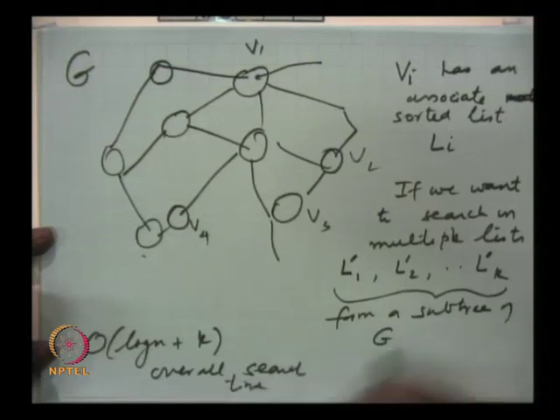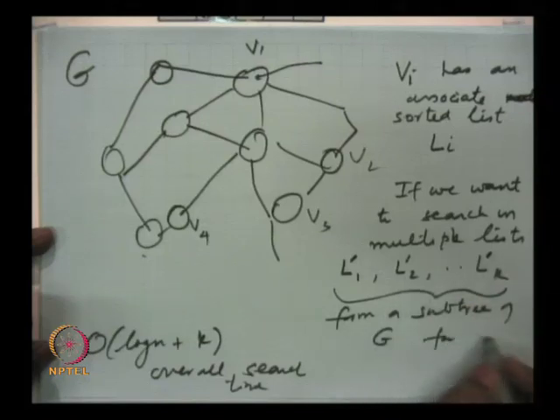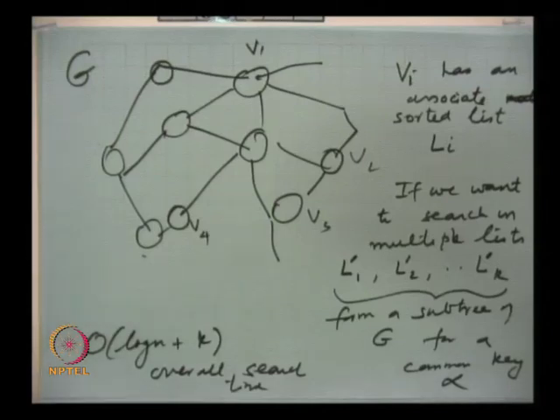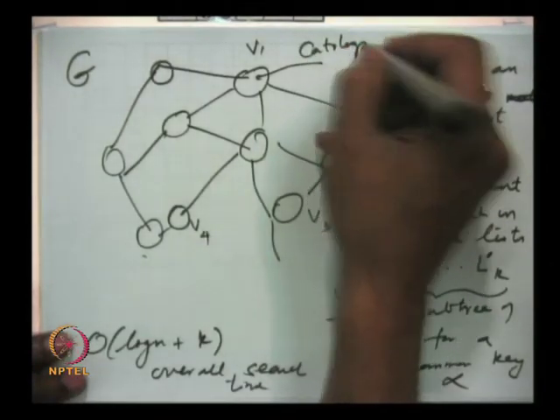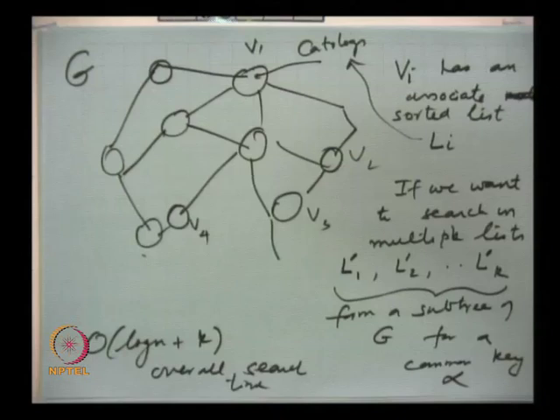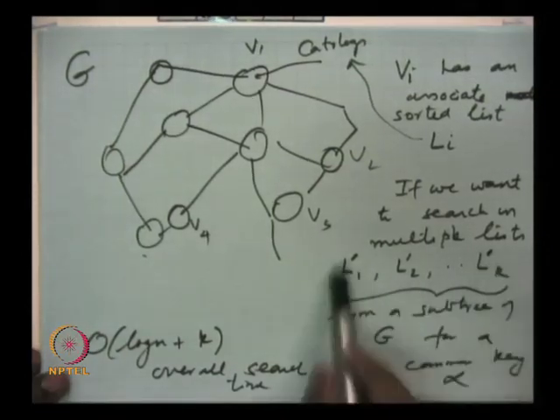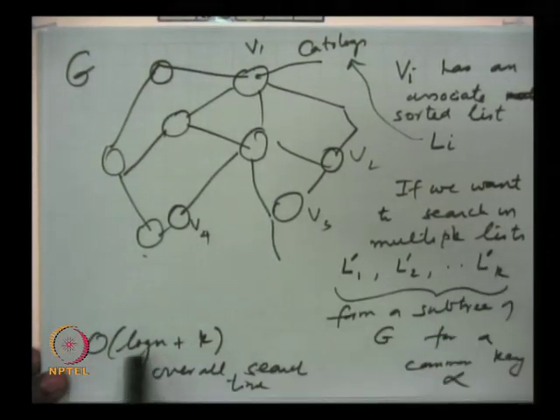Right. So, what are we doing? We have a common key to search. If you want to search for a common key alpha, it is the same key that we are searching for in multiple lists, so we do not have to do independent binary searches. We can build a data structure on this underlying graph. These lists are also called catalogs. So, we can search through this whole set of k catalogs in log n plus k time.